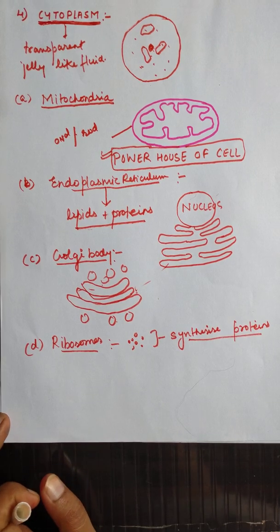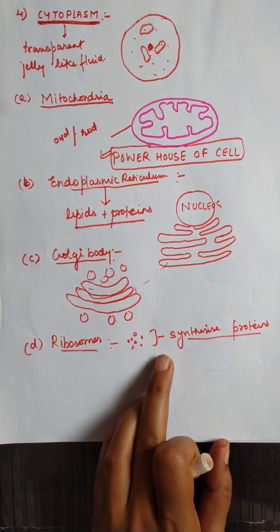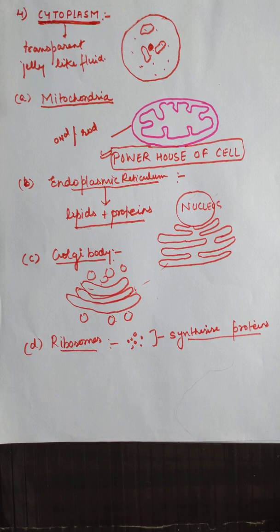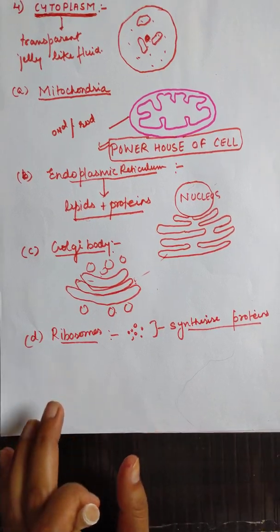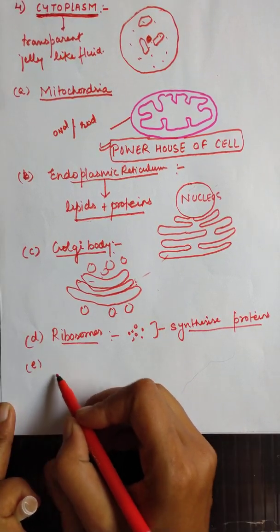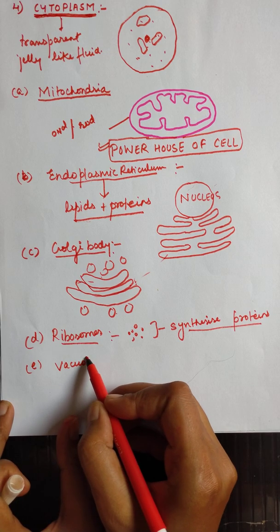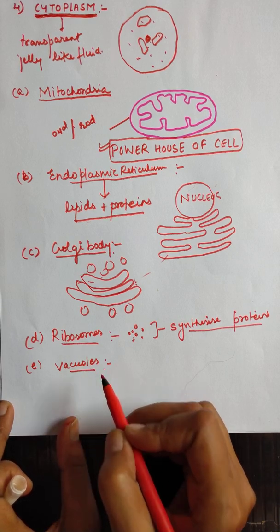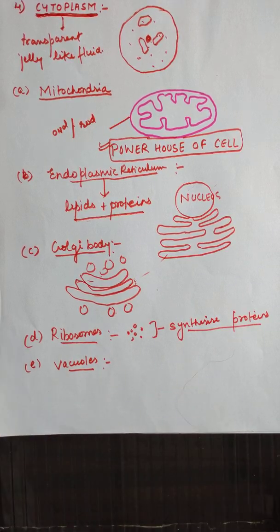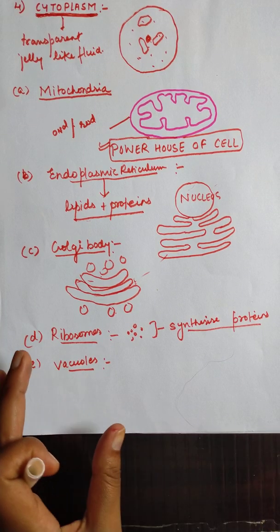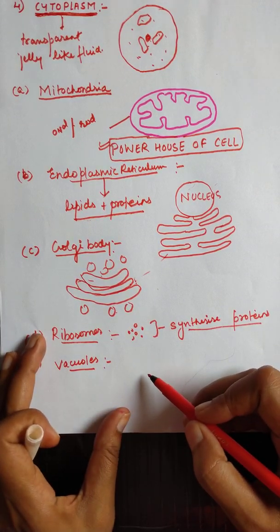So students, we have discussed till ribosomes. Ribosomes are small spherical structures which help in the synthesis of proteins. Now the next structures are the vacuoles. In plant cells, large and bigger size vacuoles are there. These are fluid filled structures present inside the cell.